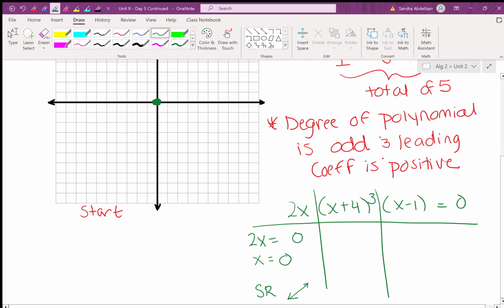And then what about x minus 1? Is that single root, triple root, double root? What is it? Single root. What does a single root look like? A line at x equals 1. All right, let me plot the remaining points. We get x equals -4, 1, 2, 3, 4. And we get x equals 1 right here.